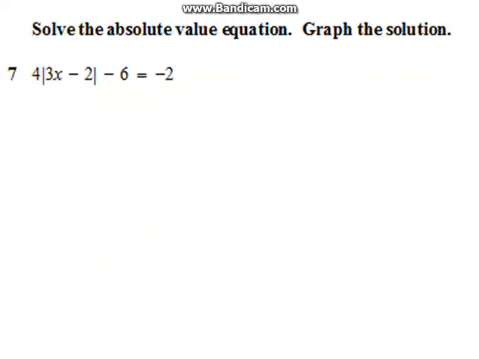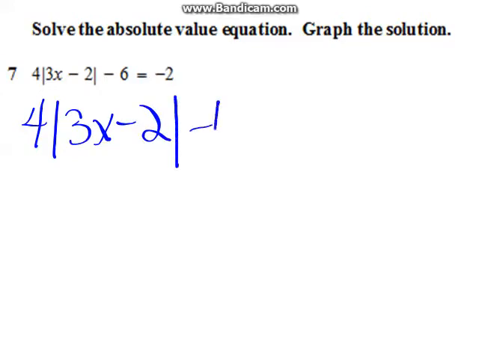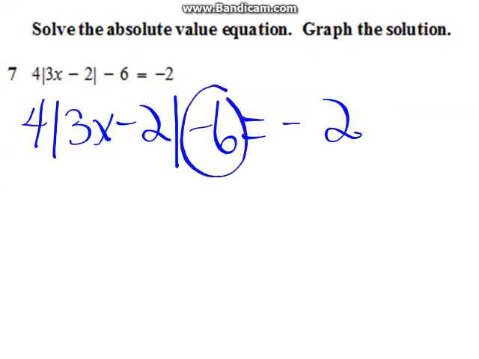For number 7, it says solve the absolute value equation, graph the solution. So for number 7, we have 4 times the absolute value of 3x minus 2 minus 6 equal negative 2. The first thing we want to get rid of is this negative 6. We're trying to isolate x here. So we want to start with the furthest thing on this side of the equal sign from the x. So we're going to add 6 to each side.